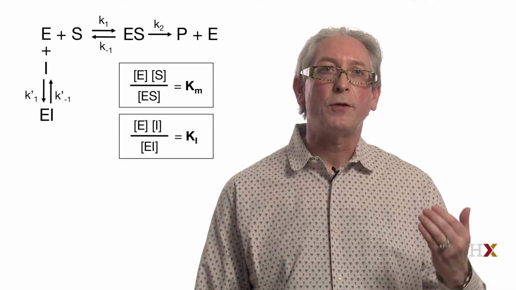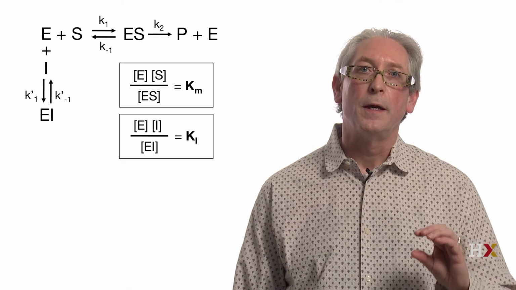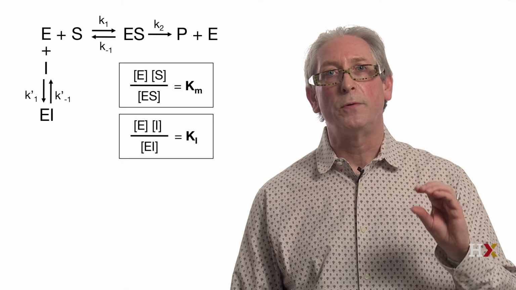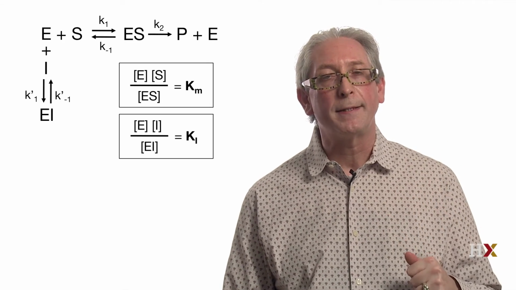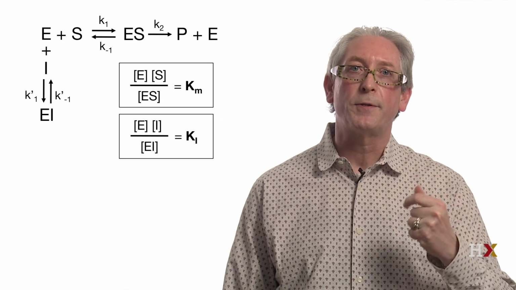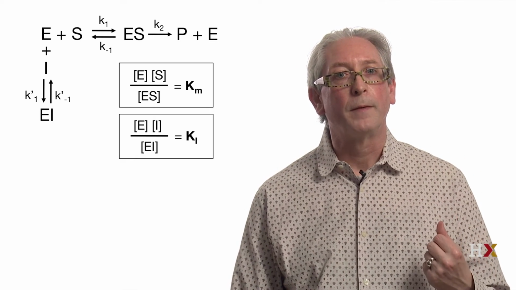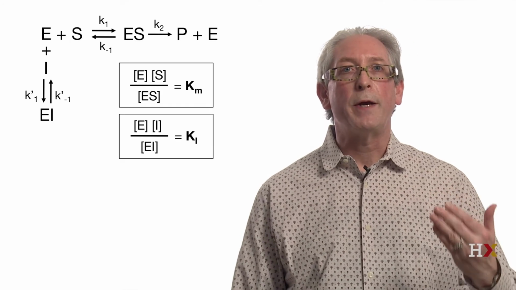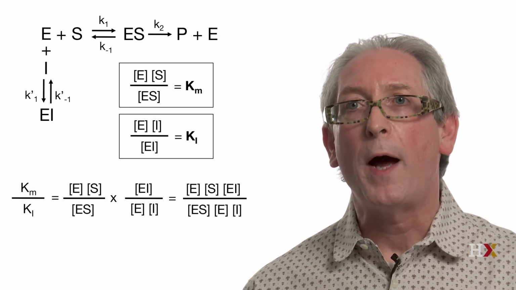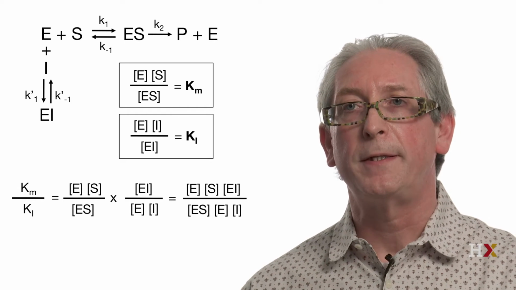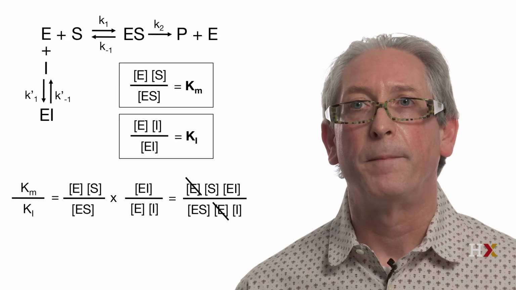Once again, what we are trying to do is to eliminate from these equations terms that are difficult to determine. In our case, it will be the concentration of free enzyme, the concentration of enzyme substrate, but also the concentration of enzyme inhibitor. If we calculate the ratio of Km over Ki, we can eliminate one of these terms that is difficult to determine, the concentration of free enzyme.